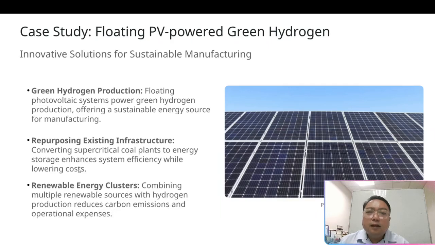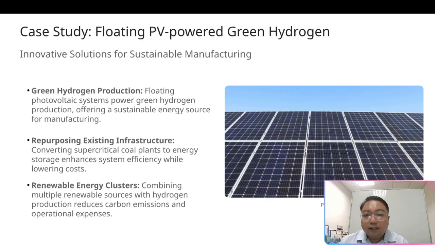Okay. So, case study: floating power, PV power, green hydrogen. The keyword is floating. Why floating? Because when it floats, it has a natural cooling process. That is why floating solar panels are put on the lake, on the ocean, so that they get natural cooling from the water, from the sea. It has the cooling effect, so it saves cost for cooling.